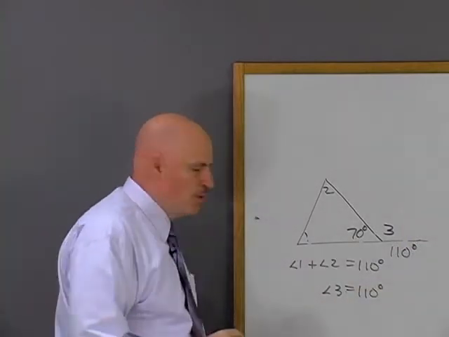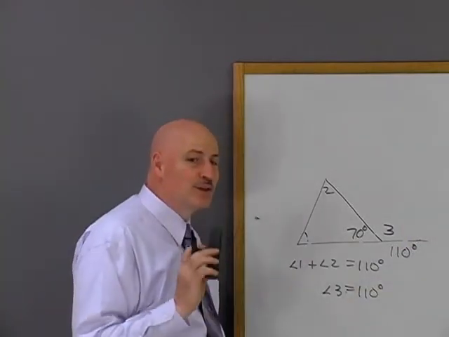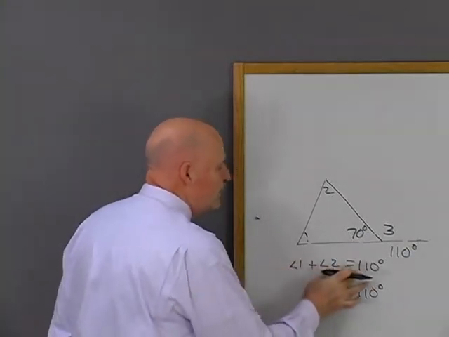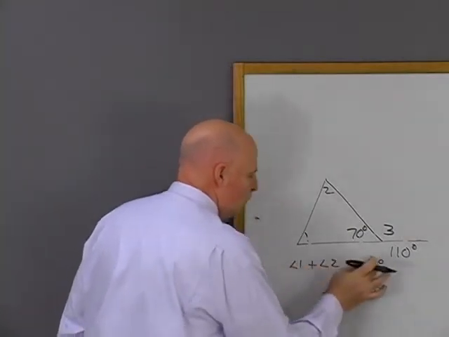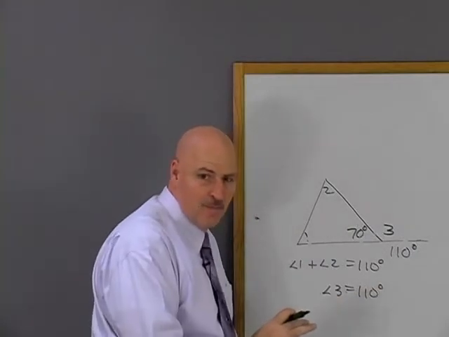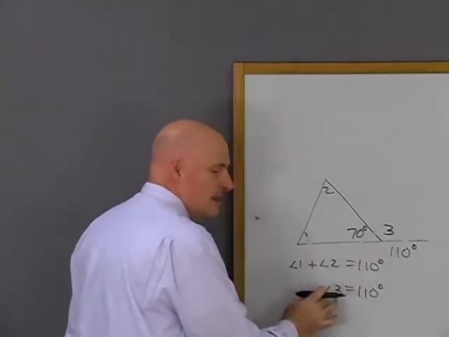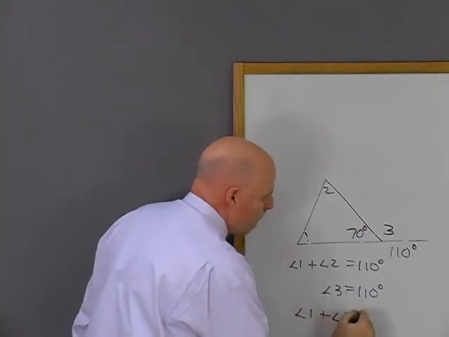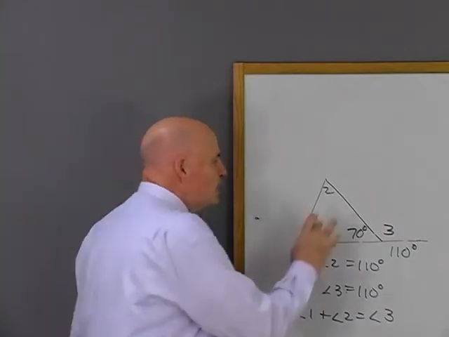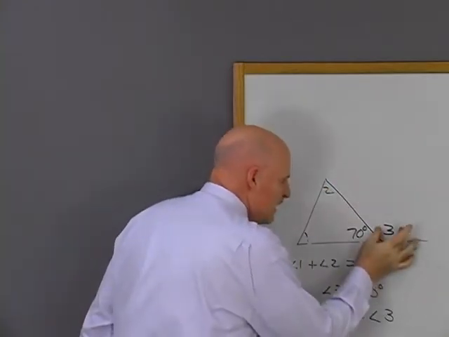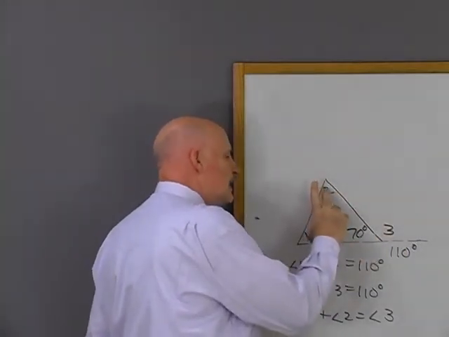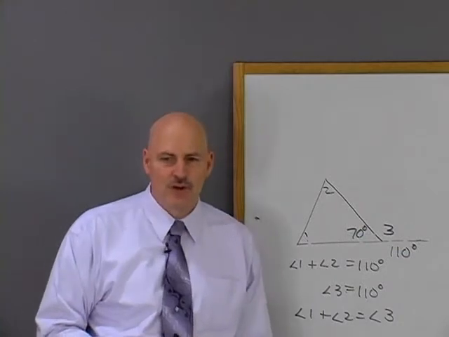Correct? Could I say this? Now, this looks to me like a property that we just learned. If angle 1 plus angle 2 equals this, if A equals B and B equals C, is this true? Because these two add up to 110, this is 110, so it turns out that the exterior angle is the same as if you add the two remote interior angles.